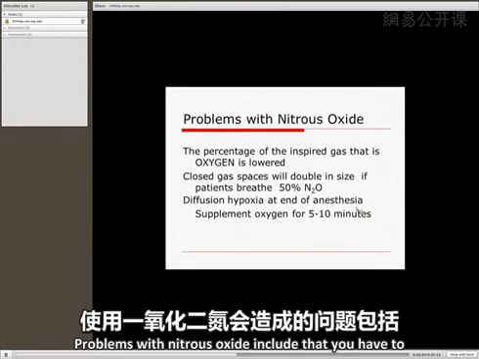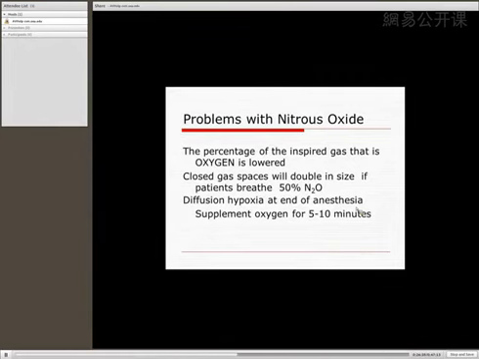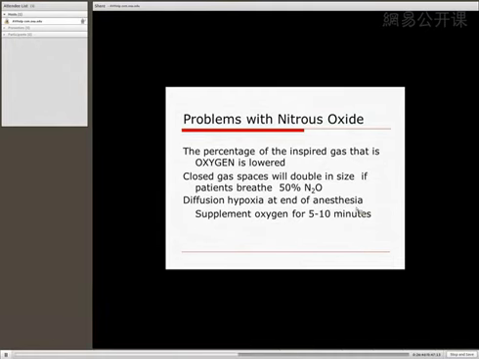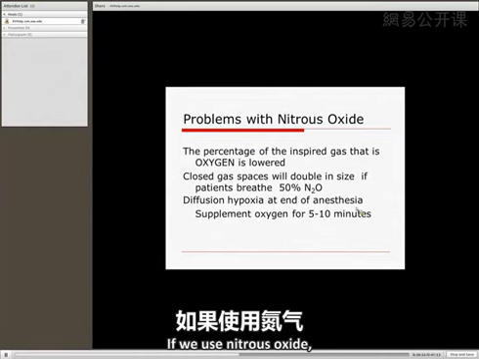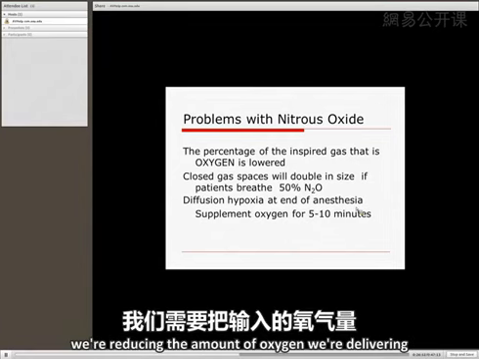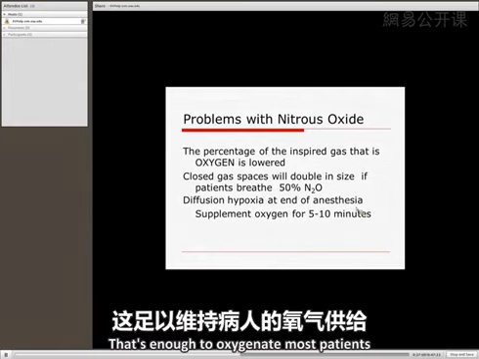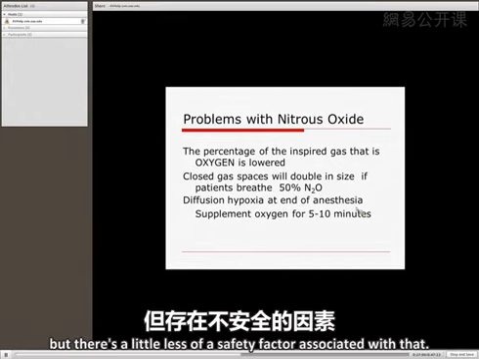Problems with nitrous oxide include that you have to reduce the amount of oxygen you're delivering. Normally, we're using oxygen by itself as a carrier gas, and so we're delivering somewhere around 95% of the inspired gas as oxygen. If we use nitrous oxide, we're reducing the amount of oxygen we're delivering to the 30 to 40% range of the inspired gas. That's enough to oxygenate most patients, but there's a little less of a safety factor associated with that.